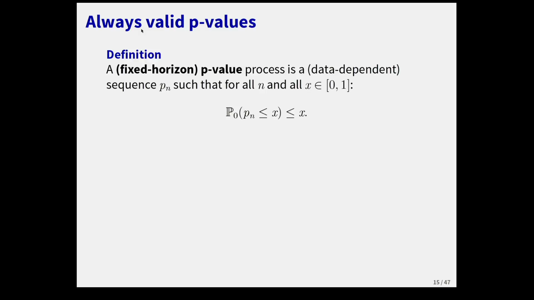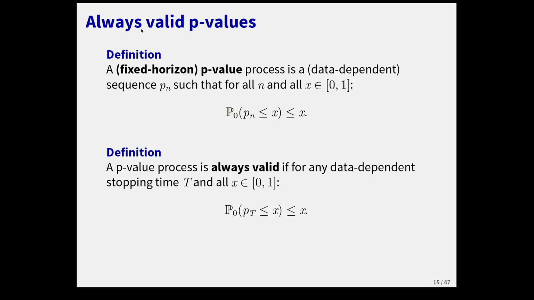Now, what has to happen here is that you need to commit to n in advance. So what I want to do is just change n to a stopping time. Okay? And so our definition is that p-values are always valid if the same thing holds, but with t being any stopping time. And what that buys you is that the user can look at the data first and then decide when they want to stop the test. And on the basis of that, we're saying, nevertheless, we still want type 1 error control.